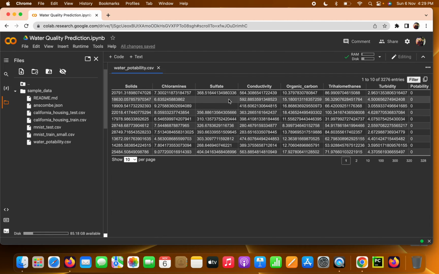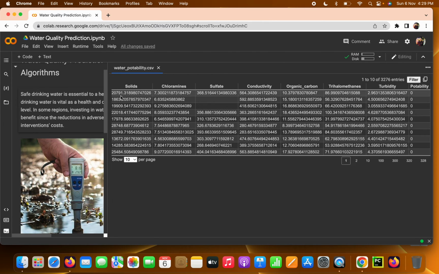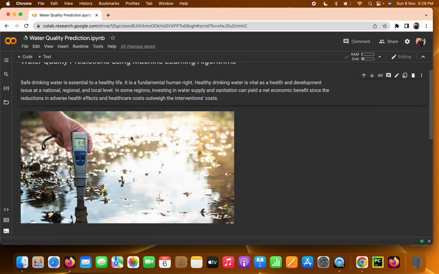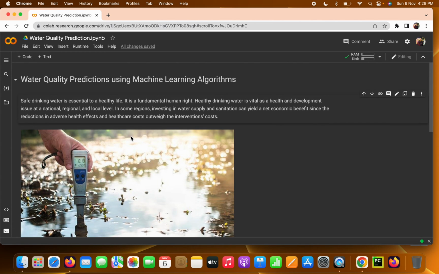This was all about the introduction part: the data set we are using, which features we are going to use, and why we are doing water quality prediction. It is really important mainly in rural areas, because people there don't know what quality of water they are drinking. They simply take water, even tap water, and drink it, and it can harm their health. So we can measure the quality of water and train an AI algorithm that can tell whether a particular water is safe for drinking or not.